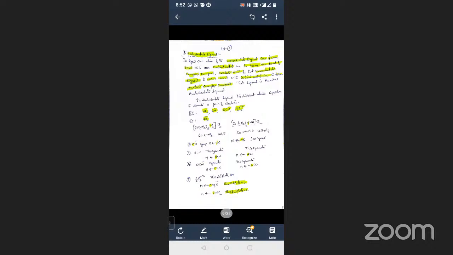But amphibian, you can take a frog. It can live in water as well as it can live on the floor.